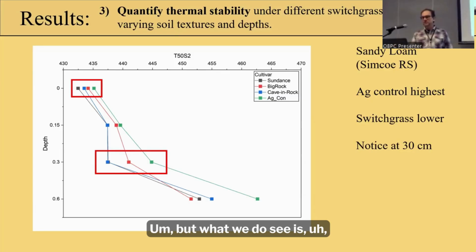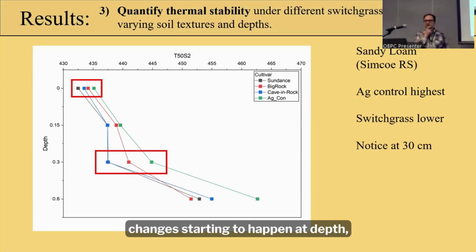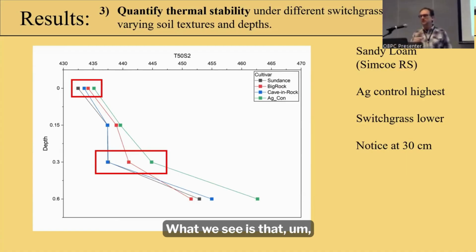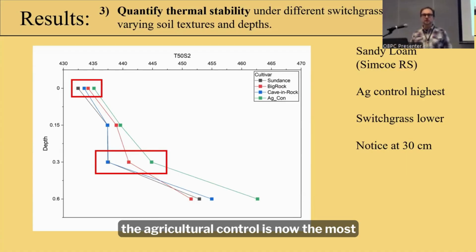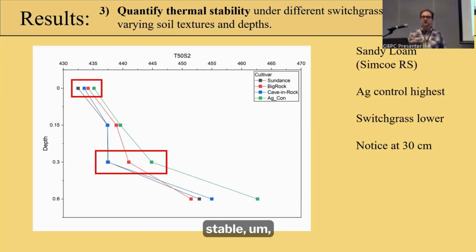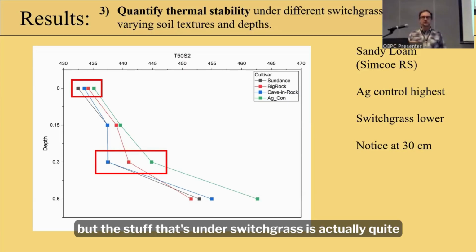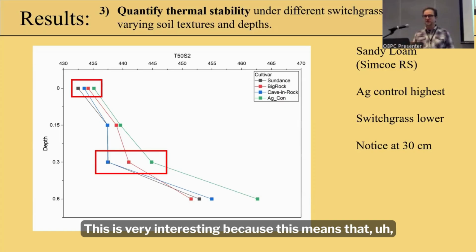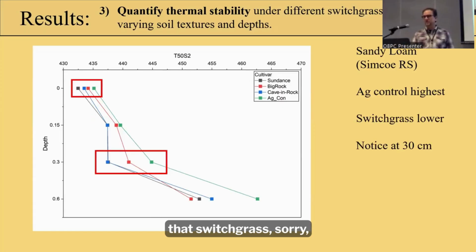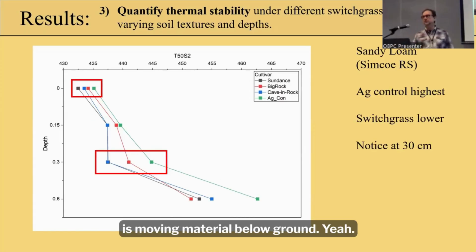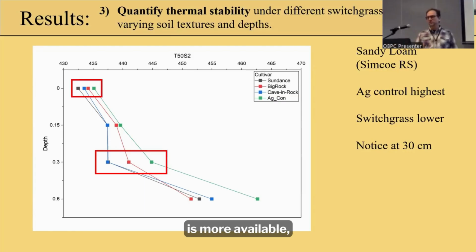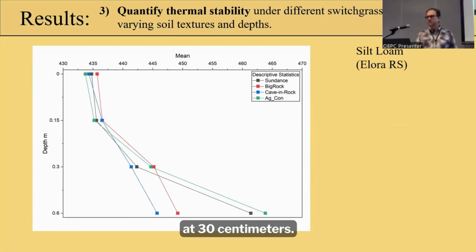But what we do see is changes starting to happen at depth. Ties in very well with those carbon numbers. What we see is that the agricultural control is now the most stable, but the stuff that's under switchgrass is actually quite a bit more available. This is very interesting because this means that that switchgrass is moving material below ground. You're starting to see increases of plant-derived organic carbon that is more available, probably cycling more quickly at 30 centimeters.